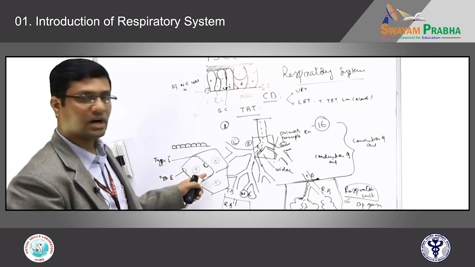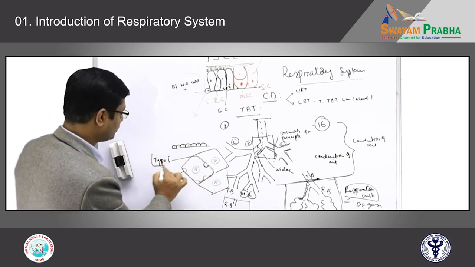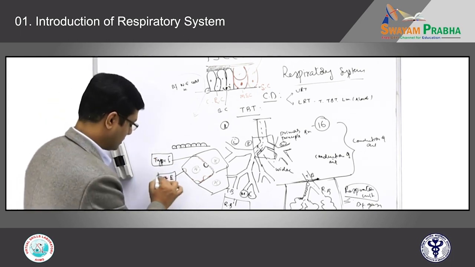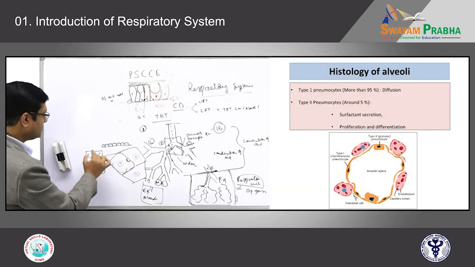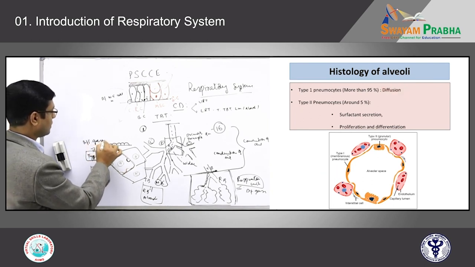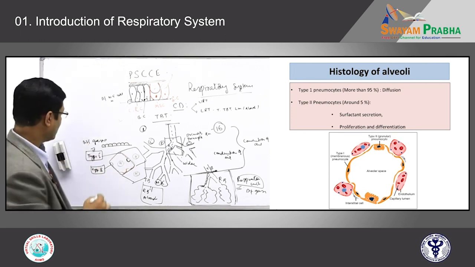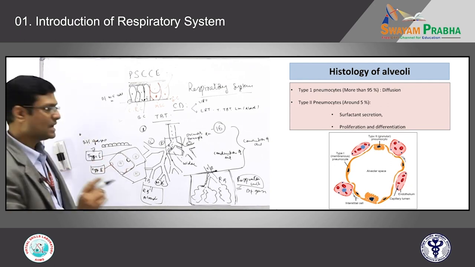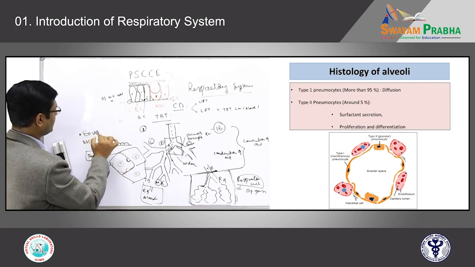The majority of the alveoli, that means more than 95% of the alveoli, are lined by type 1 cells, and type 2 cells only constitute about 5%. Right? What is the function of type 1 cells? The main function is diffusion of gases. Diffusion of gases takes place at type 1 cells. And one more important thing you should know, these type 1 cells are thin, flat, and very fragile.